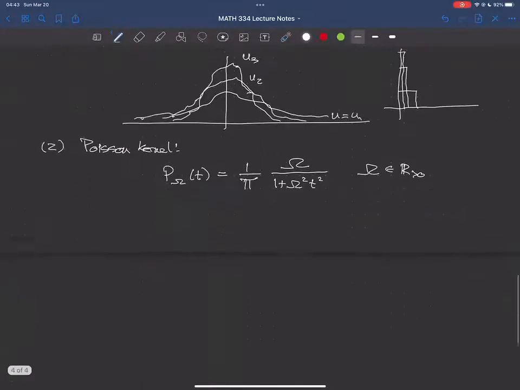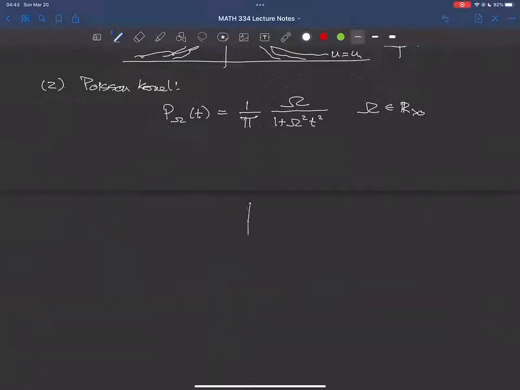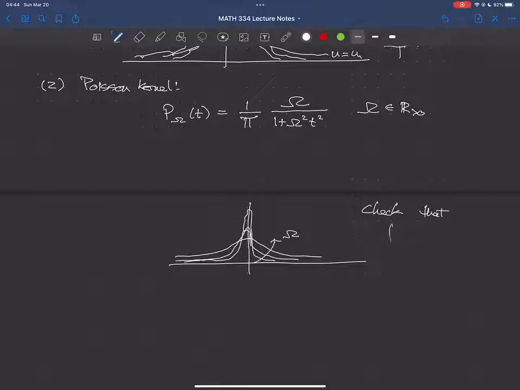So let's look at how this guy behaves. This is a kernel which doesn't die off at infinity very quickly. It does so quickly enough to be in L1, but not incredibly quickly. Basically, its behavior looks something like this as you plot it. As omega gets larger, it tends to do this. So that's as omega increases. You can check that the integral over R of p omega of t dt is equal to 1.